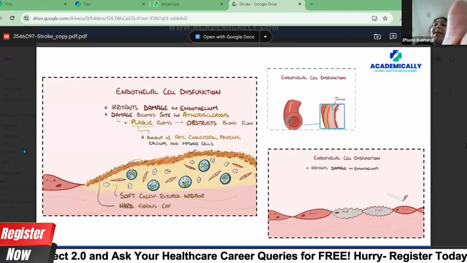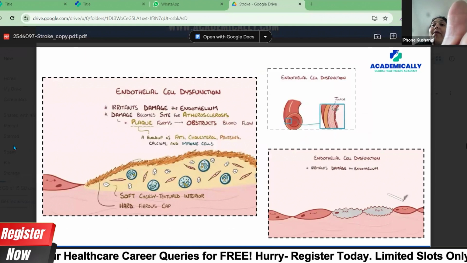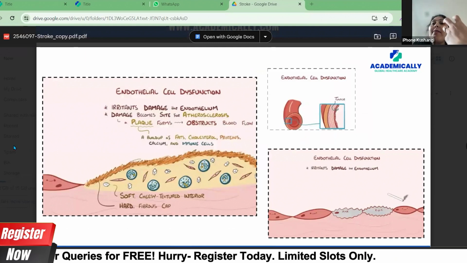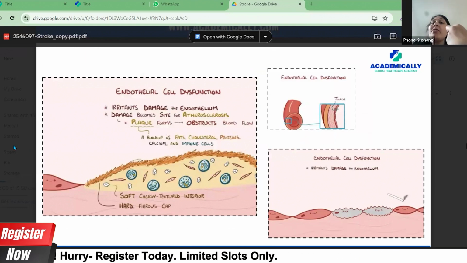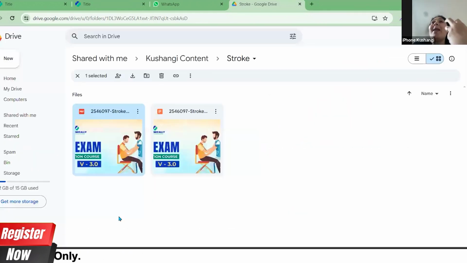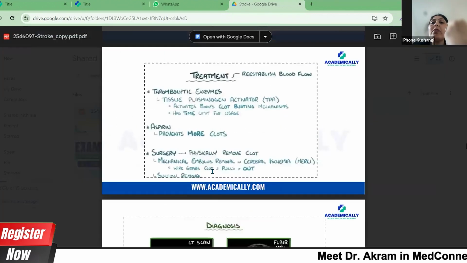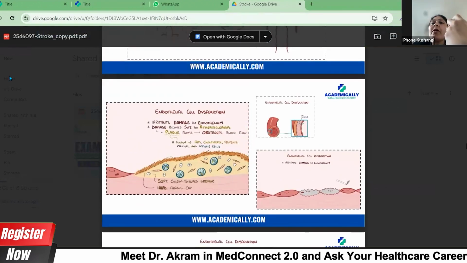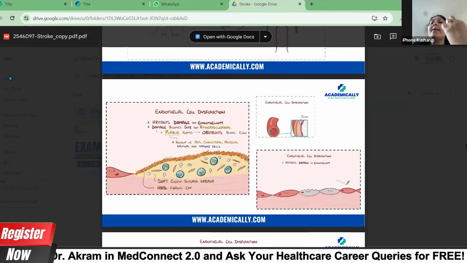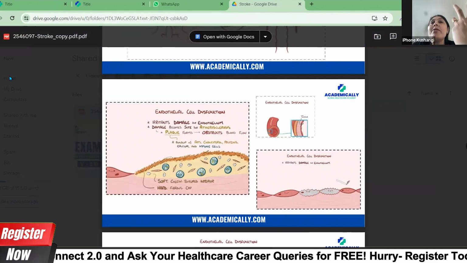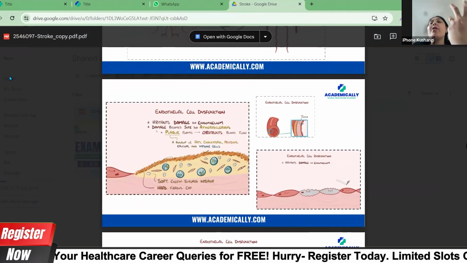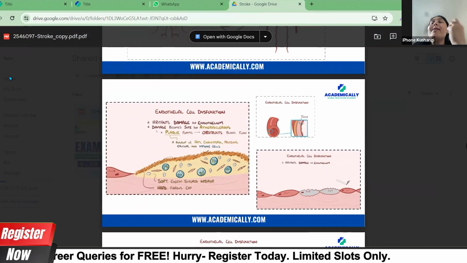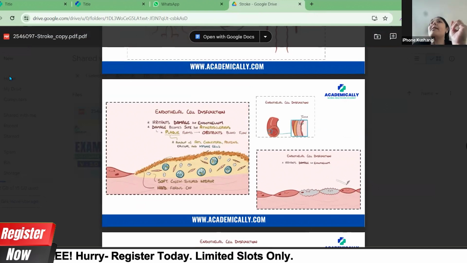Okay, so what happens exactly in the cell and how is the plaque formed? It is just damage to the endothelium. The damage becomes a site for atherosclerosis. Plaque forms, obstruction occurs. All good? Yeah. Plaque forms, obstruction occurs, and it causes damage to the particular artery and obstructs the blood supply. So this is the basic cell damage that occurs.